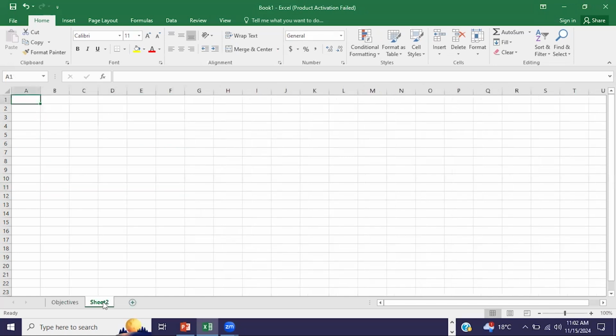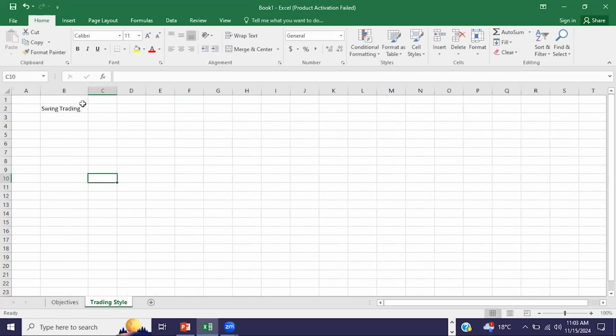Then you can have sheet two, and you can use it for your trading style. Here you can outline your trading style, for instance swing trading or day trading. Let's say you choose swing trading. You can highlight the reasons for your choice here, maybe because of your time, or your risk appetite, or any factors that make you feel swing trading is your trading style.